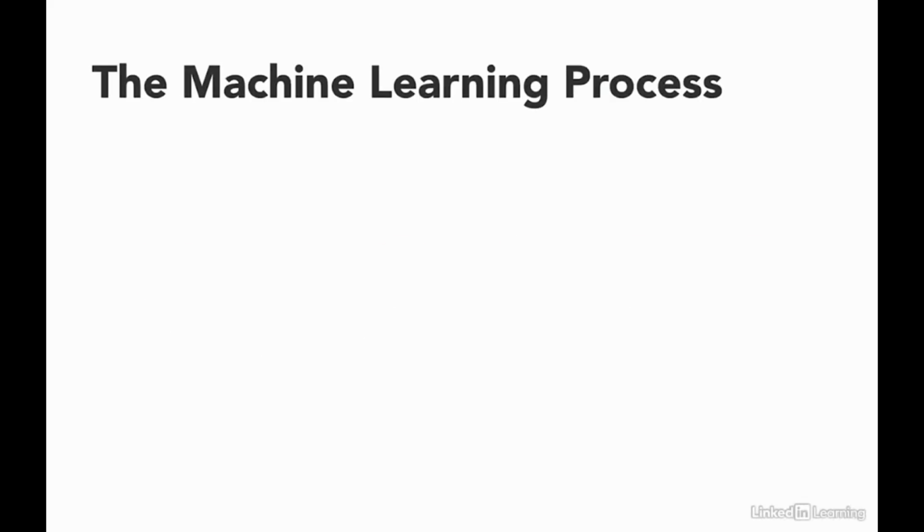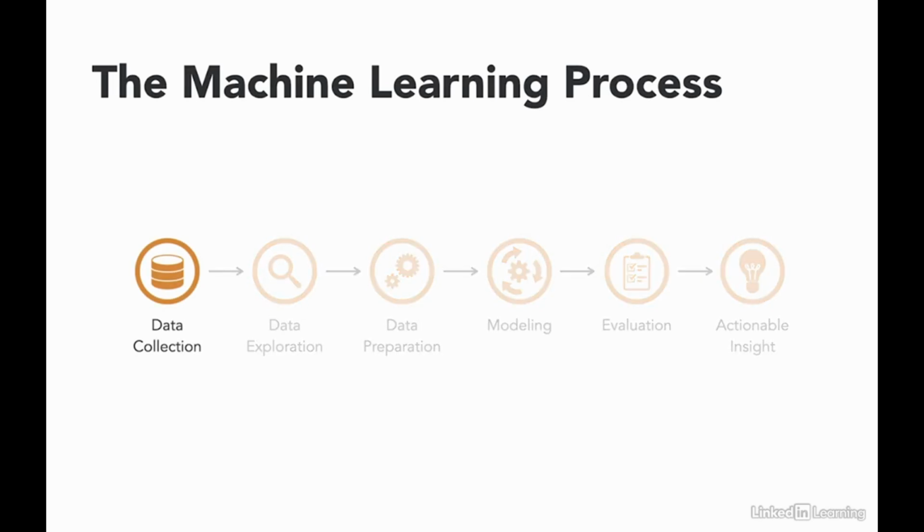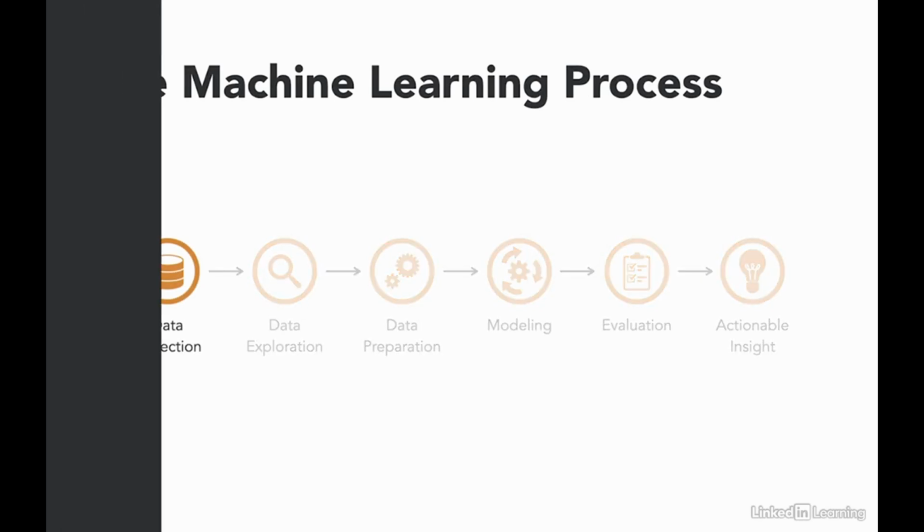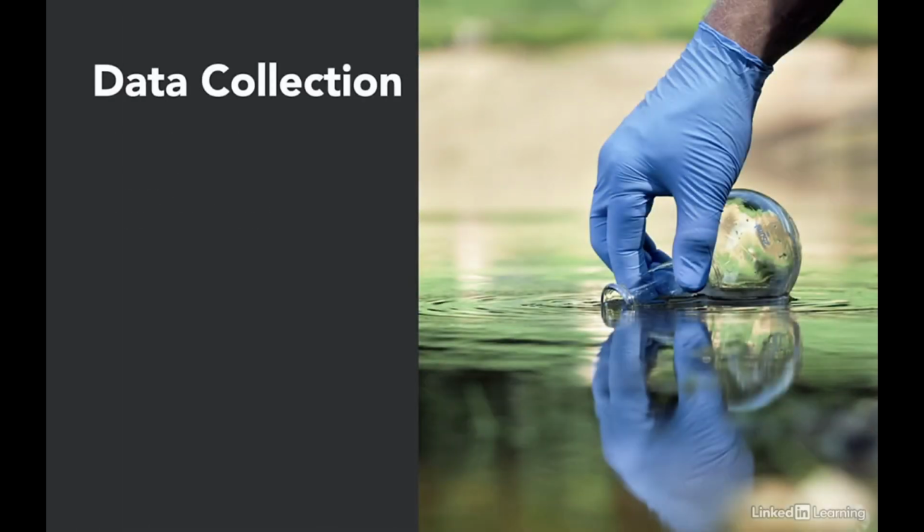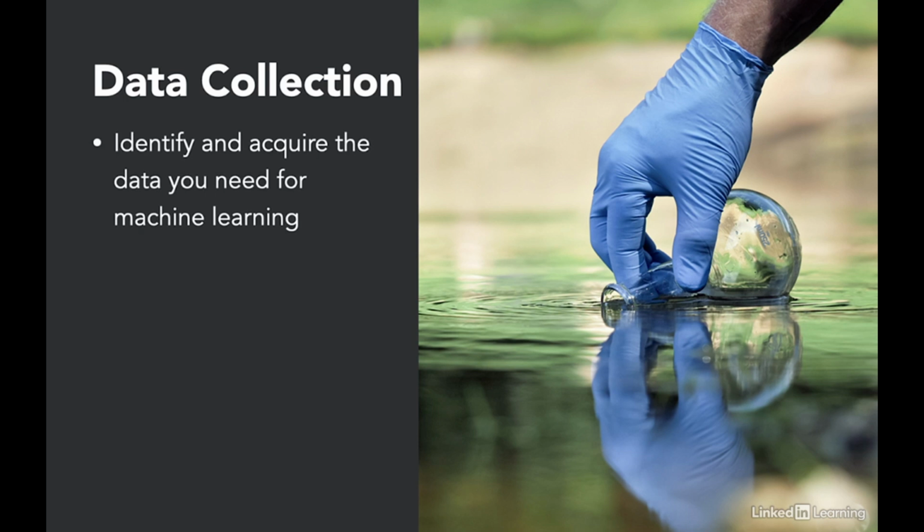Data collection is the first of the 6 stages or steps in the machine learning process. During the data collection stage, our primary objective is to identify and gather the data we intend to use for machine learning. As we collect this data, there are 5 key considerations to keep in mind.